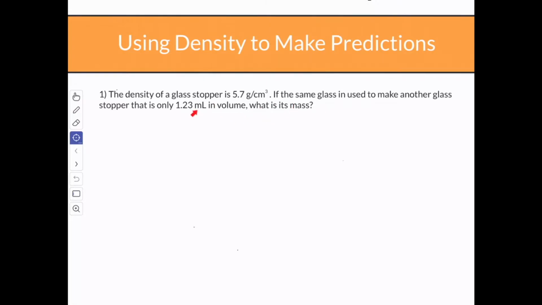What's its mass? Now, if you read this problem and you don't know some information, this might throw you off. We have the volume of our glass stopper, but we don't have its mass. We've got the density, and it's in grams per centimeter cubed. That might throw you off a little bit, but one thing you need to learn and understand right off the bat is that 1 centimeter cubed, 1 cubic centimeter, and we should have learned this way back in standards of measurement, is exactly the same as a milliliter.